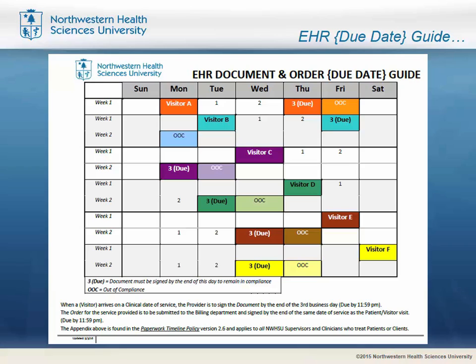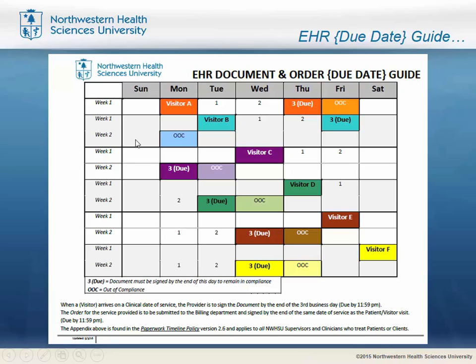The EHR due date guide is just trying to show the examples of the 3 business day policy. So for here you'll see visitor A on week 1. That document is due the 3rd business day. Example, Thursday. It would be out of compliance if you signed it on Friday.